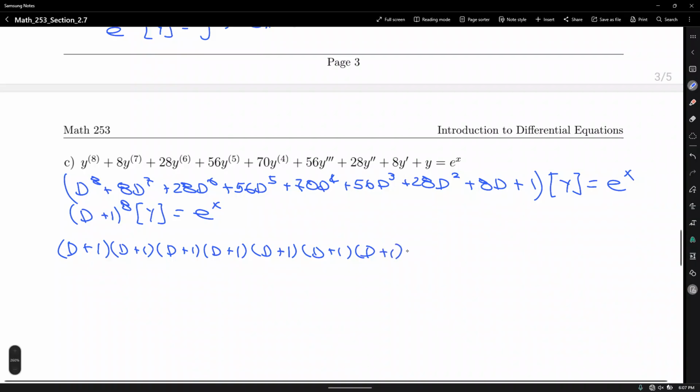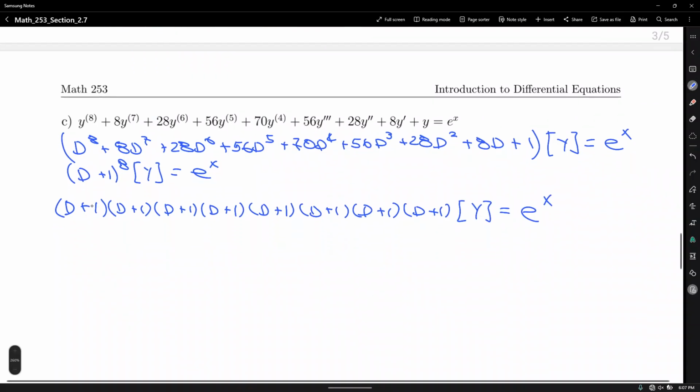That's 4, 5, 6, 7, 8. One more, right? D plus 1, all of these guys acting on y equals e to the x. See, this problem is more bark than bite. You'll see. Okay, guys, we need to write one operator for every single factor you see right here.